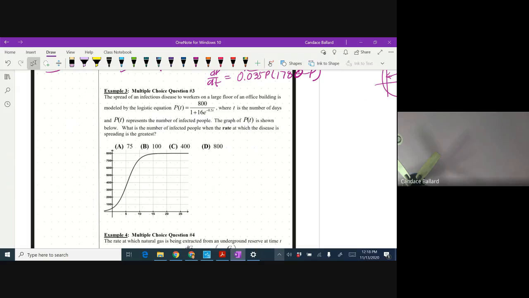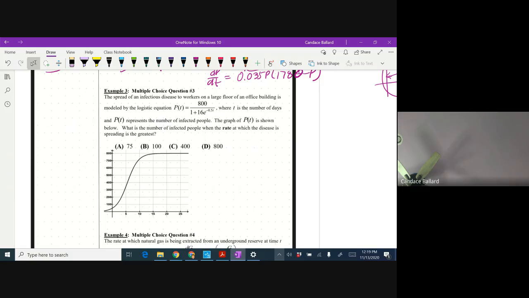Okay, so the spread of an infectious disease to workers on a large floor of an office building is modeled by the logistic equation, where T is the number of days and P of T represents the number of infected people. The graph of P of T is shown below. What is the number of infected people when the rate at which the disease is spreading is the greatest?